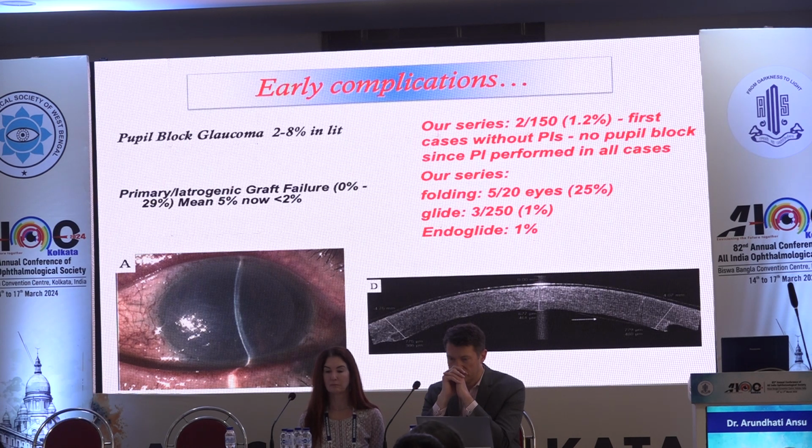Iatrogenic graft failure or primary graft failure used to be a lot more common in the early years when DSAEK was first started, because of the steep learning curve. With improvements in techniques and technologies, the rates of graft failure have now gone down significantly. And in our series on the Endoglide, the rates of graft failure were less than 1%.